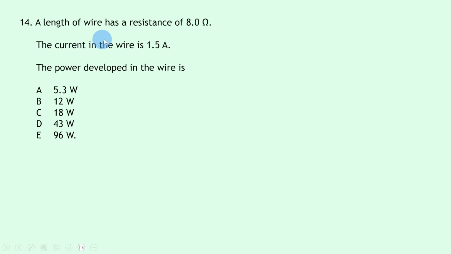Question 14 says a length of wire has a resistance of 8.0 ohms. The current in the wire is 1.5 amps. The power developed in the wire is. Well, we're asked to calculate power and we're given a current and resistance. So writing down our equation for power in terms of current and resistance, we have P equals I squared R. Substituting in the numbers gives 1.5 squared times 8.0, and putting that into your calculator should give you an answer of 18 watts, which is the answer C here.